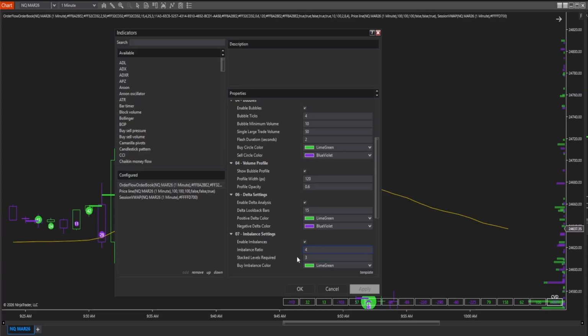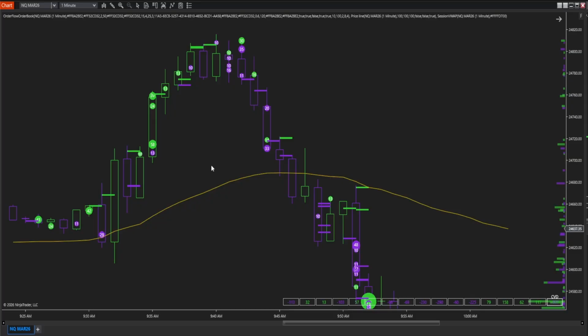And balance ratio is 4, and then stack levels required is 3. Okay, so it's 4 times more buyers than sellers, but they weren't going anywhere. That one really got absorbed because it slammed down. Then this one right up at the top, and then we had a seller up here. So I was thinking, okay, we're gonna drift down and go back to the session VWAP.